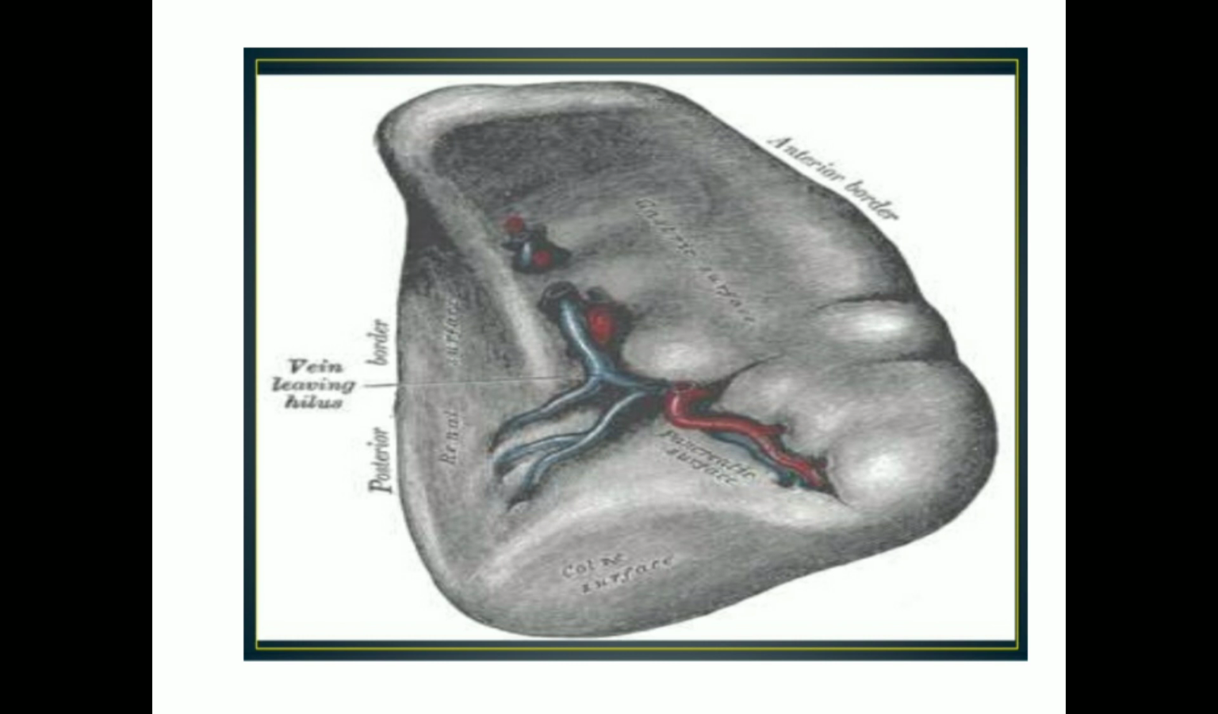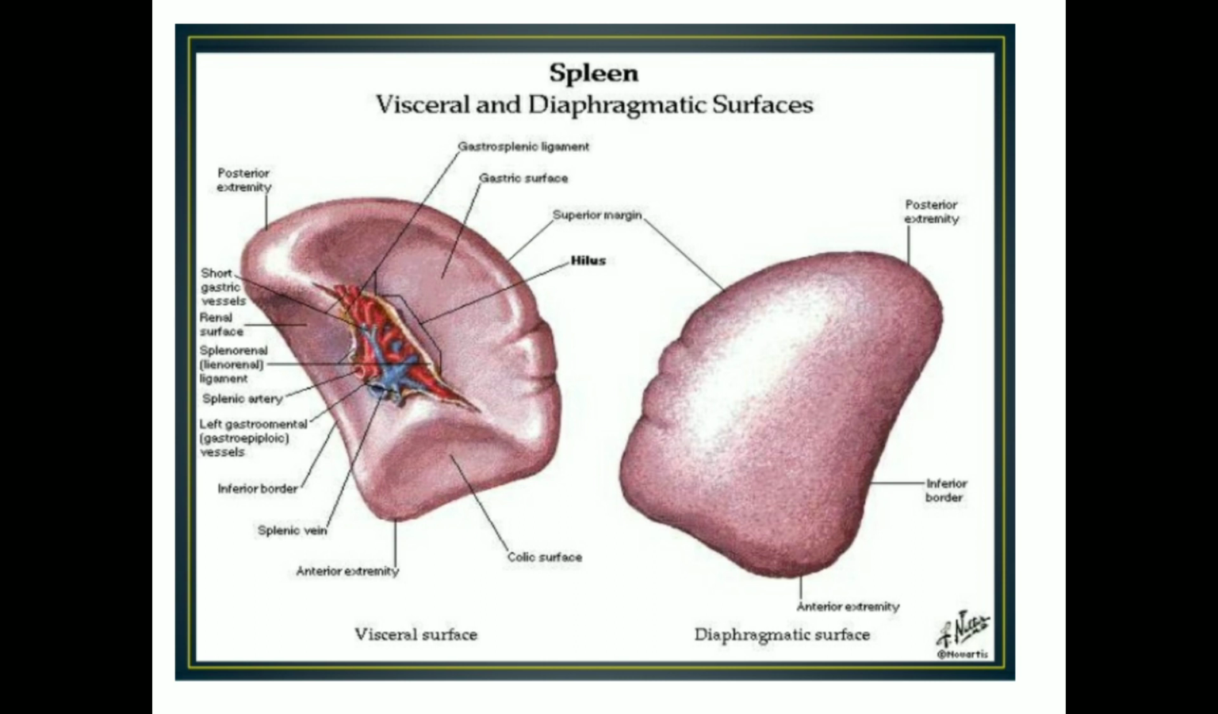See here, you can see the borders: anterior, posterior, superior, inferior, intermediate, and the surfaces, diaphragmatic and visceral surface. Now in this figure, look at the visceral surface. The visceral surface of the spleen shows the following impressions. The larger one is called the gastric impression. The gastric impression is for the fundus of the stomach.